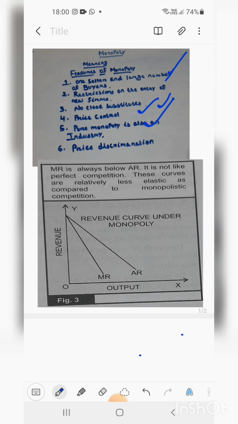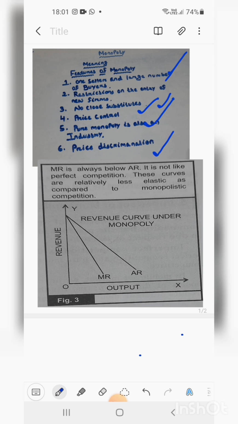Sixth, price discrimination. Many times a monopolist charges different prices from different customers. This is called price discrimination. It is a process of charging different prices for the same commodity at different places. It can be due to geographic situation or personal concept of the firm.